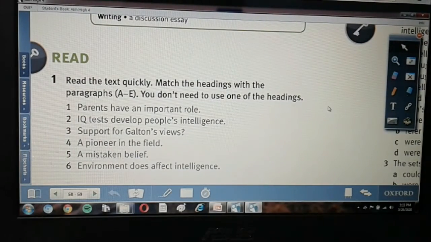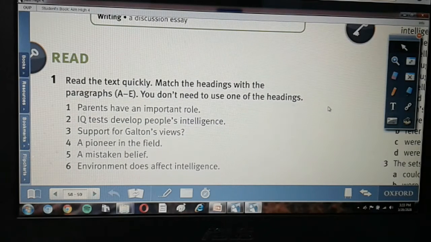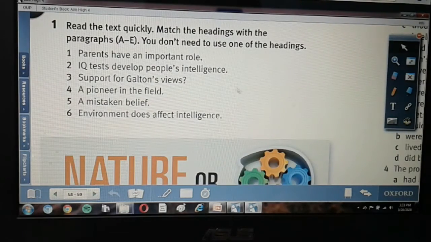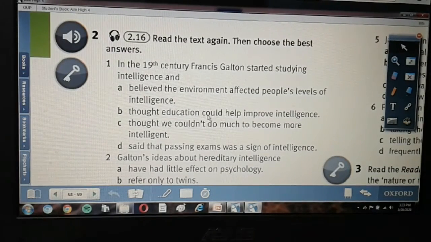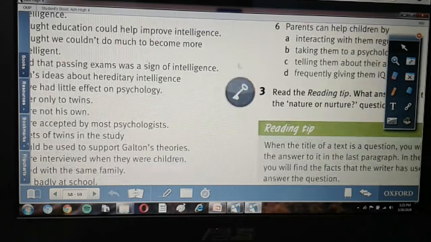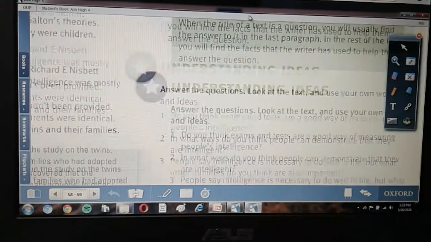Alright everyone, that was the audio of the text. So after listening to the audio and also reading the text again, please do part 1 and 2 of the task in your student book. So I'll remind you again. Part 1, you have to match the headings with the paragraph A until E. However, you don't need to use one of the headings. So only 5 headings should be answered. Okay? And then next, please do part 2. Read the text again or listen to the audio again and then choose the best answers. And skip part 3.